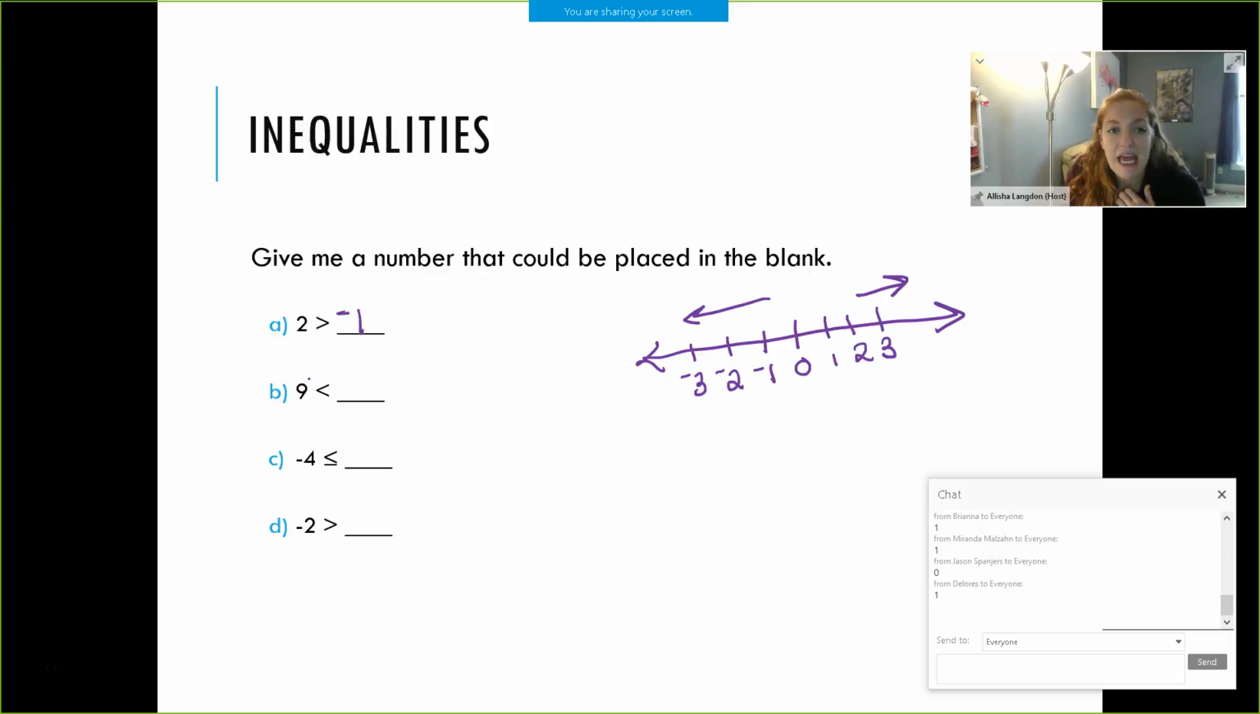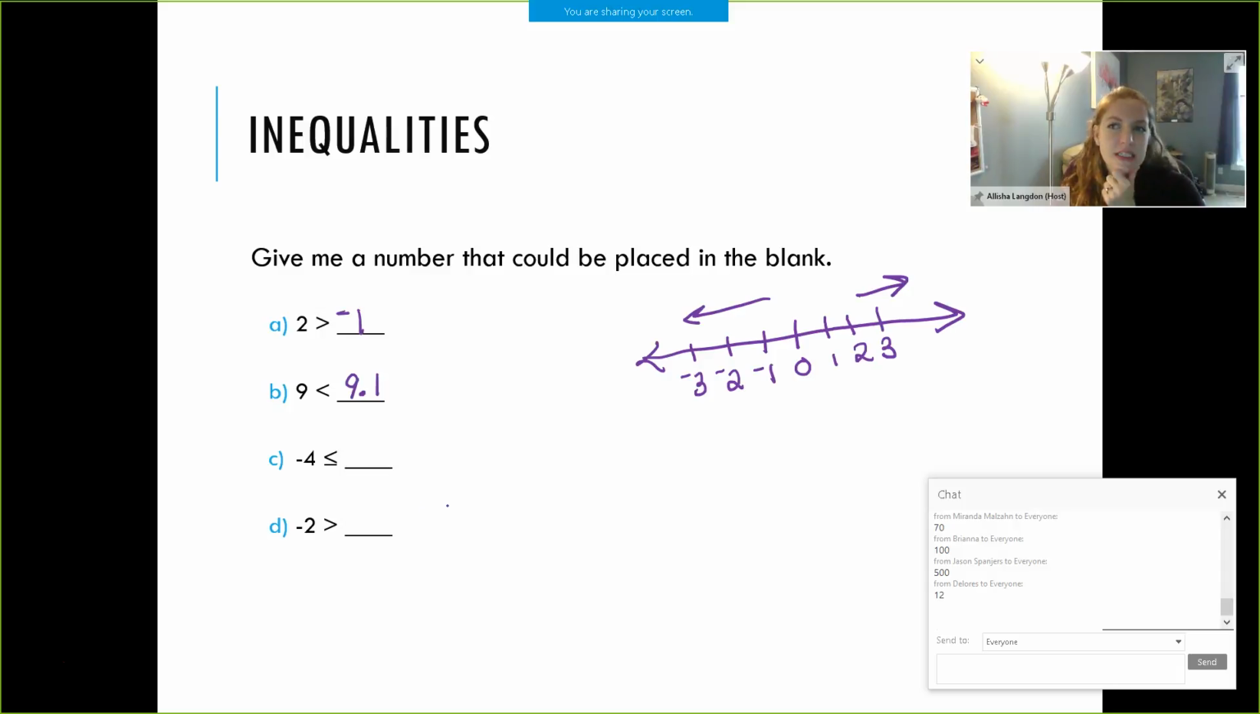Okay, so 9 is going to be less than, what number could I put here? 70, I love it, getting creative. 70, 100, 500, 6 billion, whatever you want to say. I could also get creative and say 9.1 because 9 is still less than 9.1.